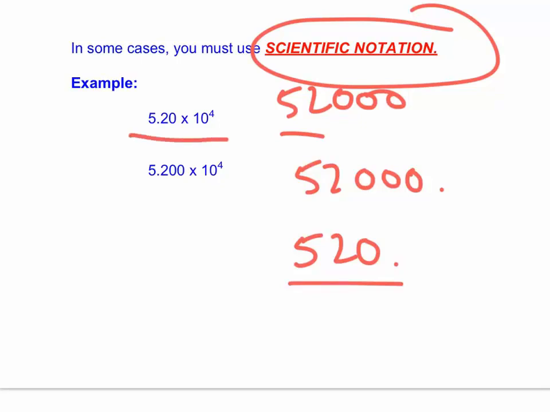And if you'll take a look at the first example, that's what we see here. 5.20 has 1, 2, 3 sig figs, and written times 10 to the fourth gives it the magnitude of 52,000. Right there, that's 52,000 with 3 sig figs. We could also show 52,000 with 4 sig figs in the example we see here. 5.200 is 4 significant figures. Written times 10 to the fourth power, that becomes 52,000.